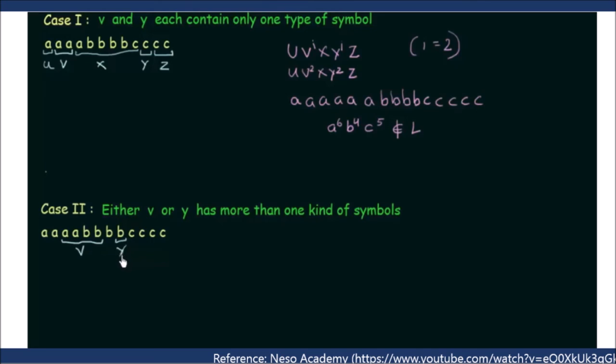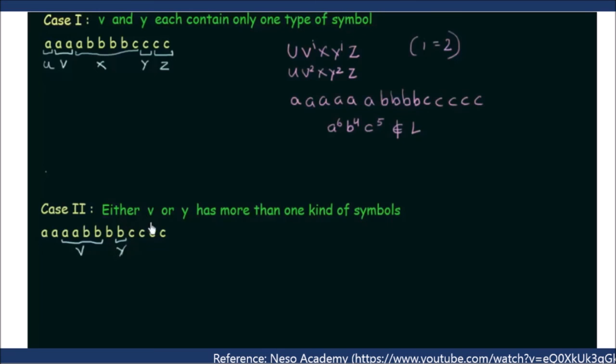So why am I concentrating mostly on the V and the Y part? Because these are the two parts which we are going to raise to powers. So that is why I am focusing mainly on V and Y. So either V or Y has more than one kind of symbols. This is my V, and it contains both A's and B's. There are more than one kind of symbols. And Y contains only one B, that is fine.